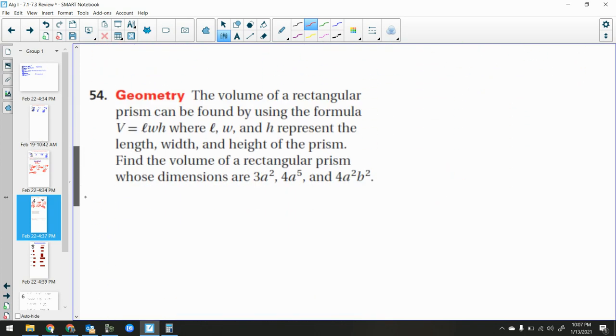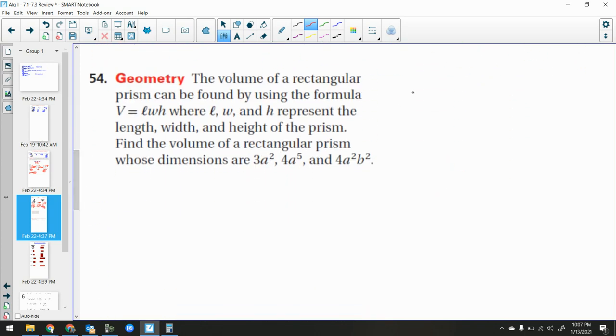Take a look here at the word problem. The volume of a rectangular prism can be found using the formula: volume is equal to length times width times height. Find the volume of a rectangular prism whose dimensions are 3a squared, 4a to the 5th, and 4a squared b squared. All right, so I'm just going to multiply those things.